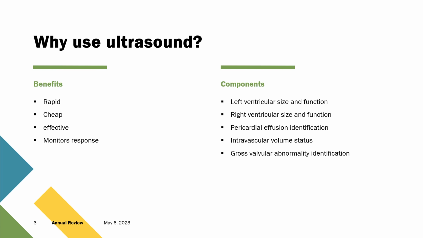Now, some of the components that we're going to look at today are looking at the left ventricular size and function to demonstrate how well that heart is pumping blood, checking into the right ventricular size and function, as well as looking for pericardial effusions, tamponade, and intravascular volume status, as well as gross valvular abnormality identification.